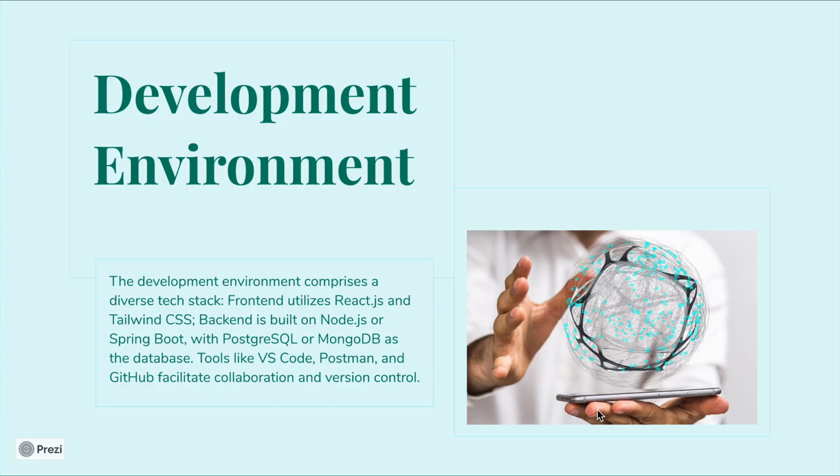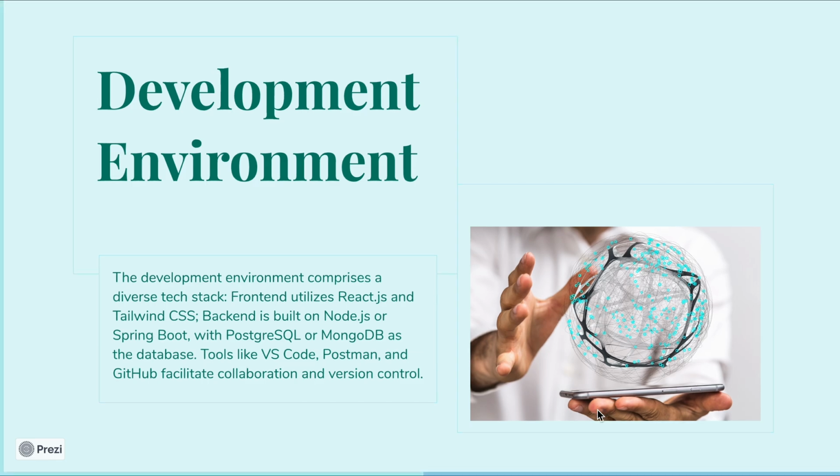Our tech stack is designed for modern scalable web applications. Front end is built with React, Tailwind, and Vite. Backend will be developed using either Node.js with Express or Spring Boot. We'll use MongoDB or PostgreSQL for data storage. GitHub will manage our source code and issues, and all work will be done across macOS and Windows environments.